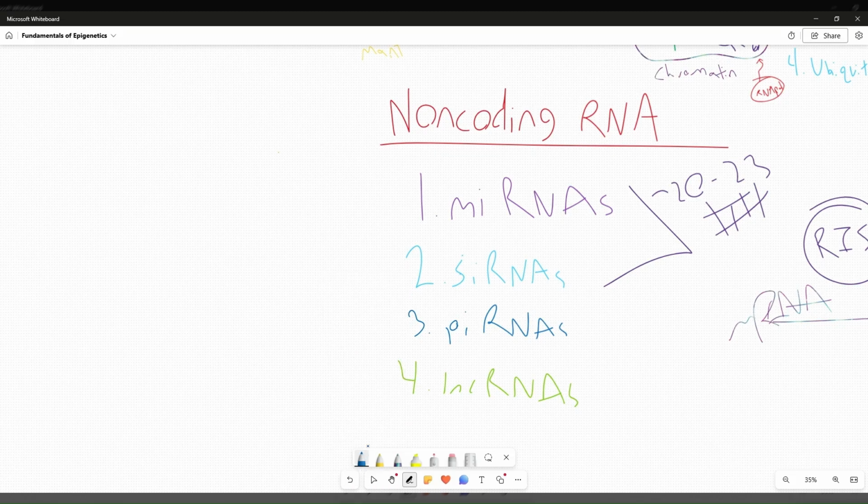So a piRNA, again, this is super small. This is like 24 to 31 nucleotides. So pretty small. And this is here to silence transposable elements.